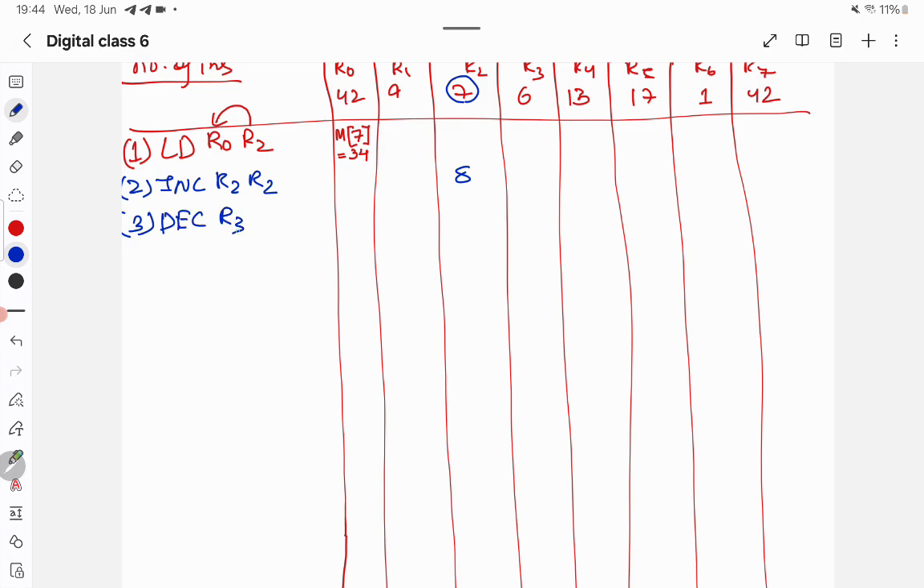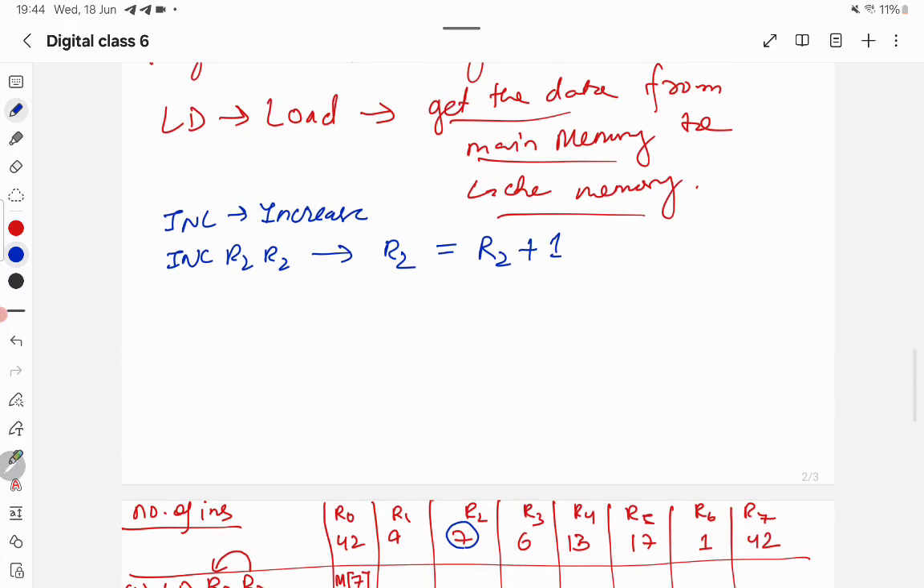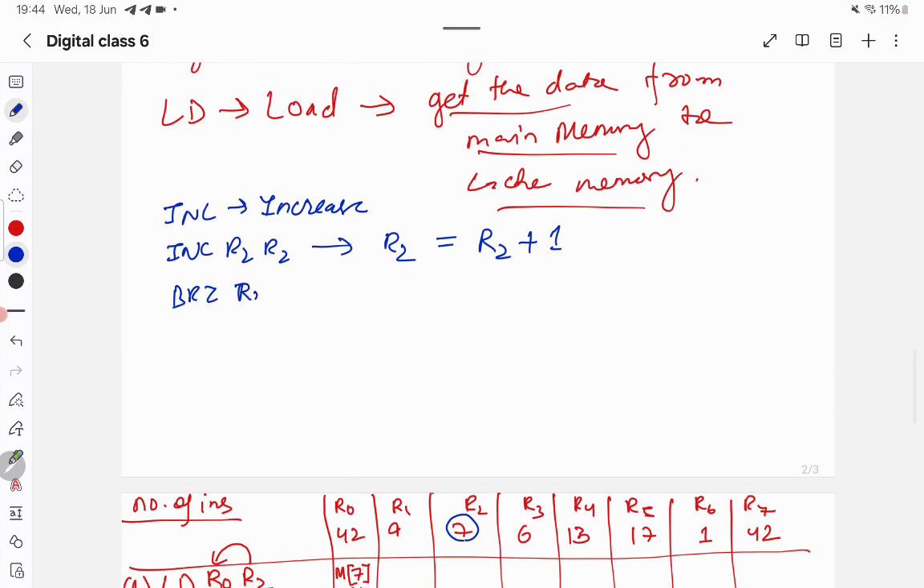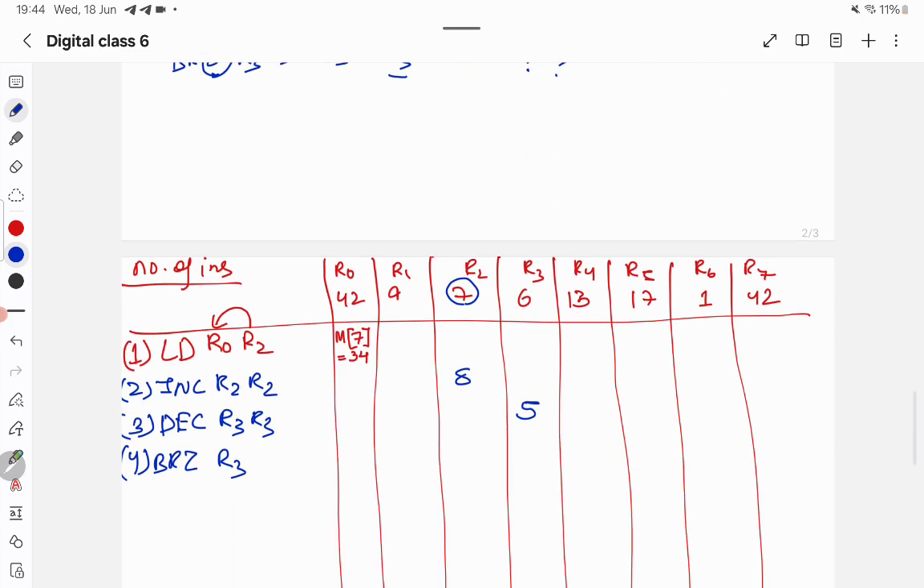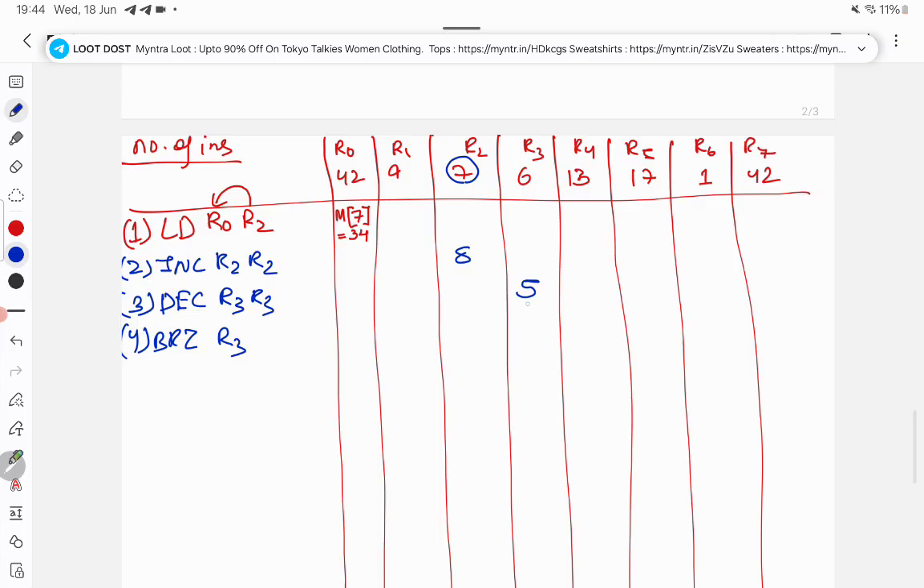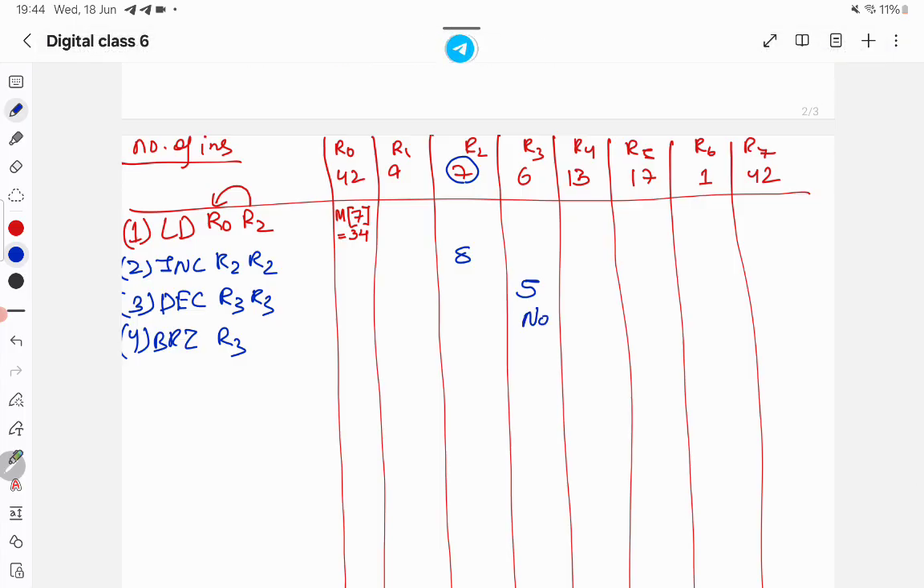Third, decrease R3. R3 will decrease by 1. It's 6 and it will become 5. Understood? Next instruction, what is that? BRZ R3. That means is R3 0? Z means 0. So is the value of register R3 0? Go and check. Is it 0? No, 5. So you will write a no here.